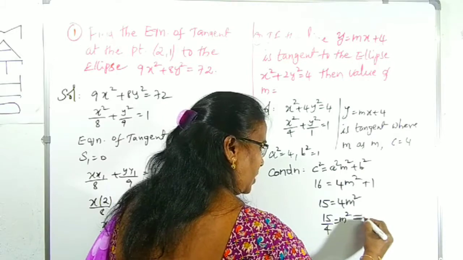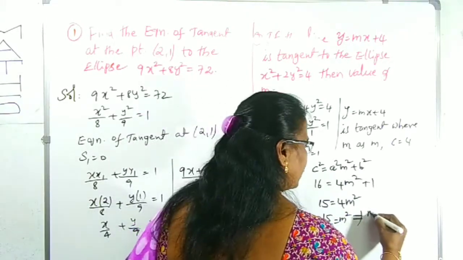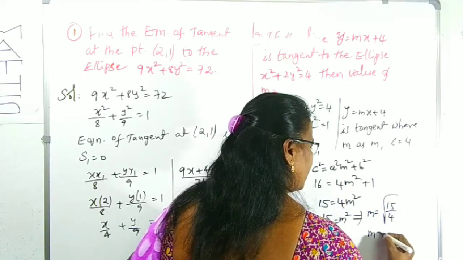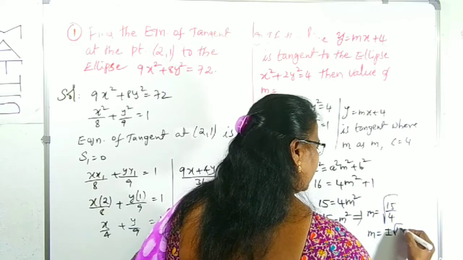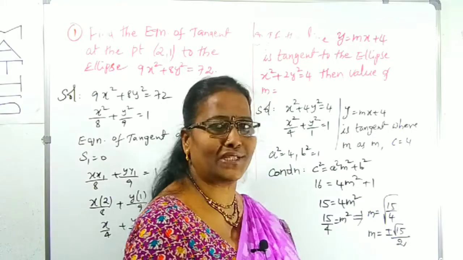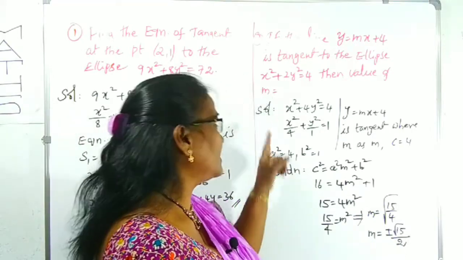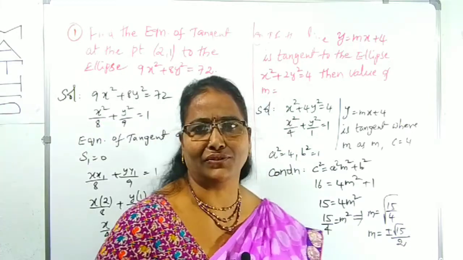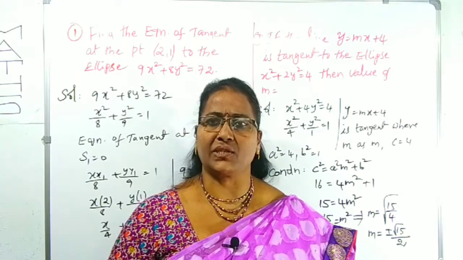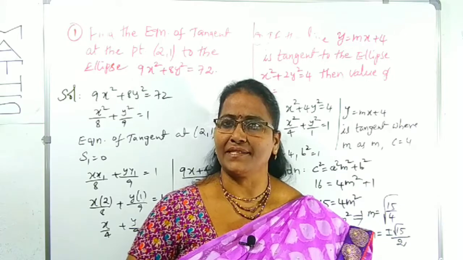Clear? Now 15 by 4 equals m square means m equals root over 15 by 4. That means m equals plus or minus root 15 by 2. You know that clearly root 4 is 2. So m equals plus or minus root 15 by 2. What is being asked? Only the m value. These two depend upon the tangents. This video is exclusively about the various tangents of an ellipse, so we can discuss further questions.